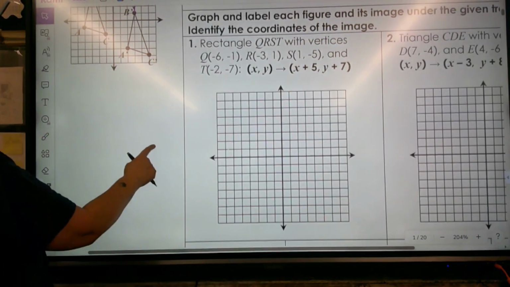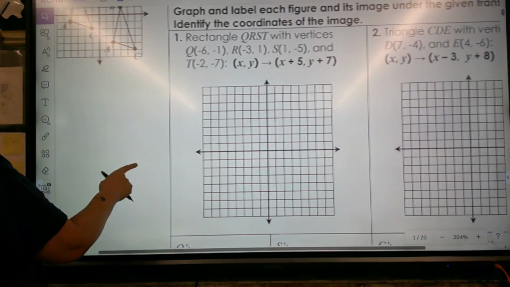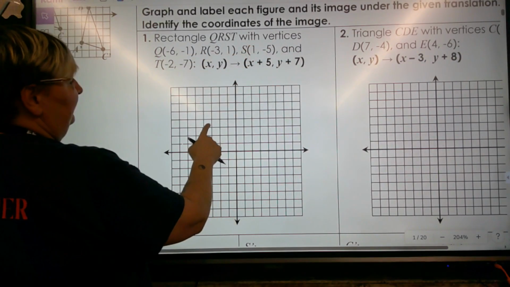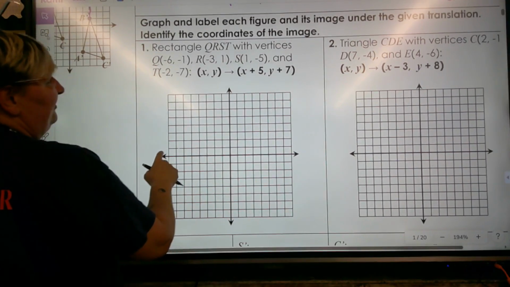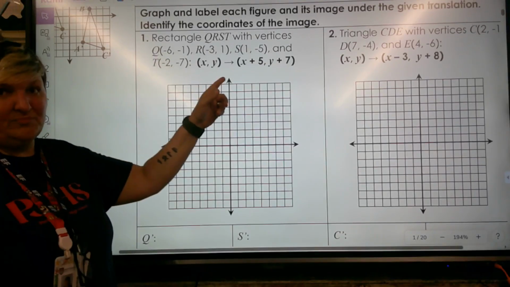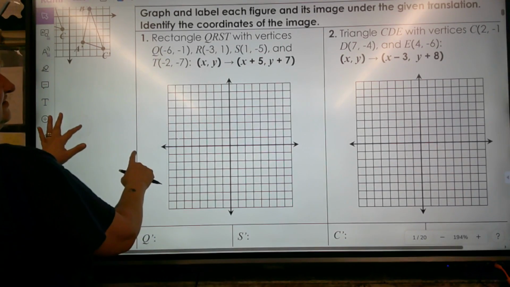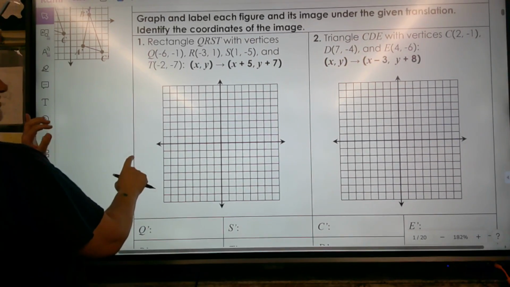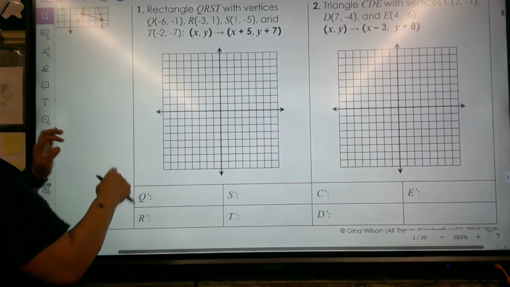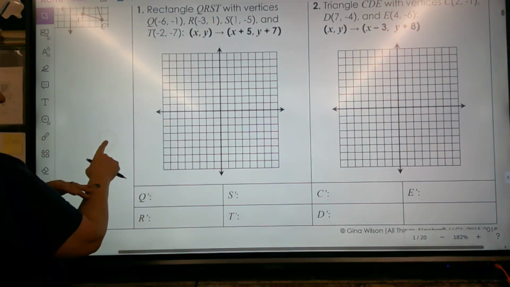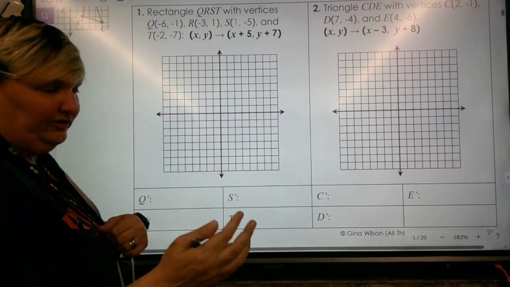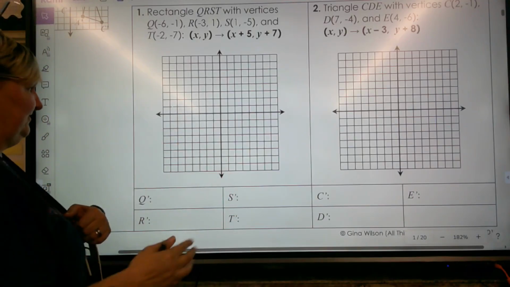I'll do the odd, you do the even. It says graph and label each figure and its image under the given translation. Identify the coordinates of the image. So it's going to give us the pre-image coordinates, right? So that we can graph it. And then there are two different ways that you can graph the image, the new, the after, right? I'll do it both ways, right?